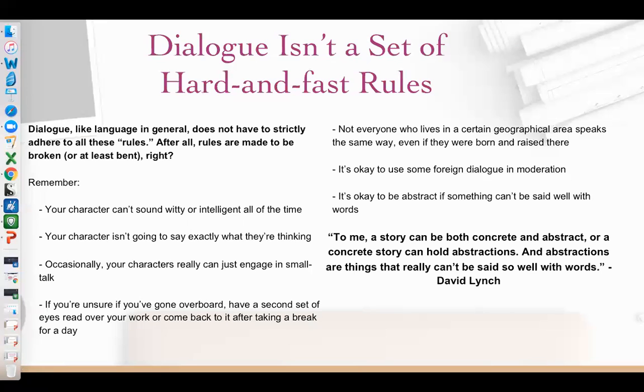So your character doesn't always say what they're thinking. Just like in real life, we're not always straightforward. I mean, I try to be, but that's why people could call me blunt. But anyway, occasionally characters really can just engage in small talk, and I like setting up small talk for something else to happen. And we talked about this last week, actually, like lulling the reader into a false sense of security or safety, just to deliver a big blow.